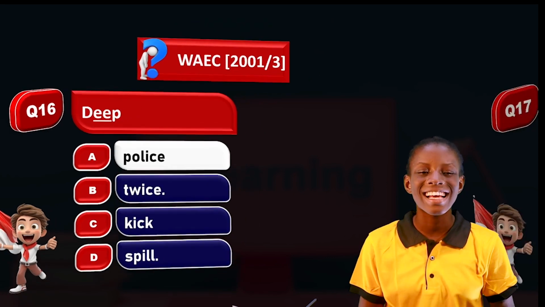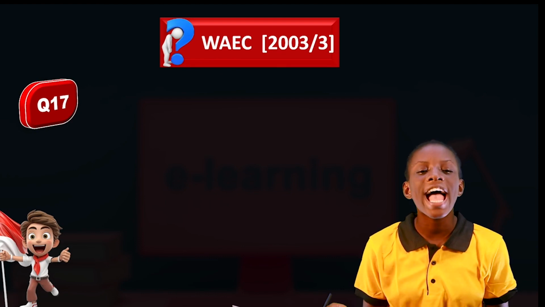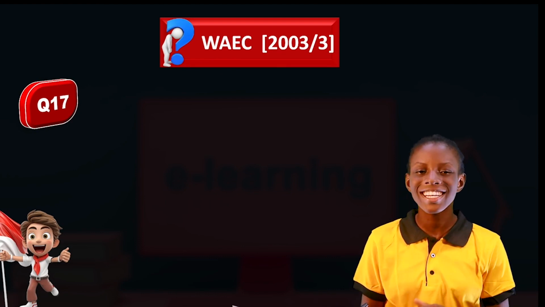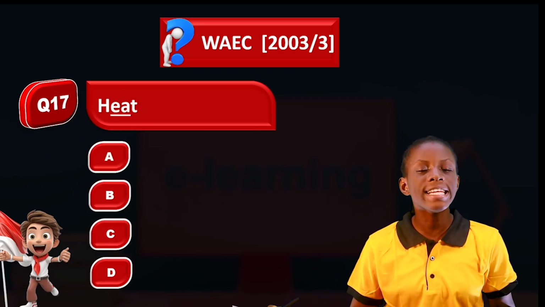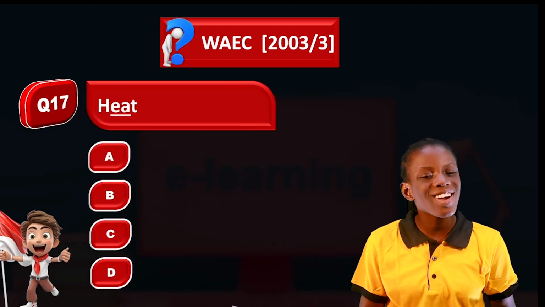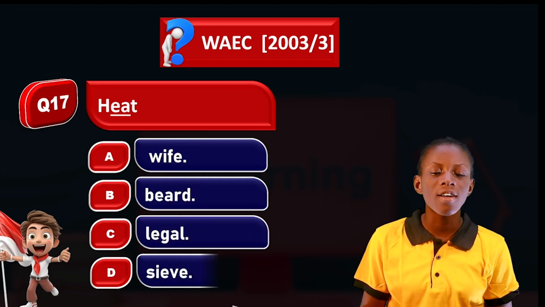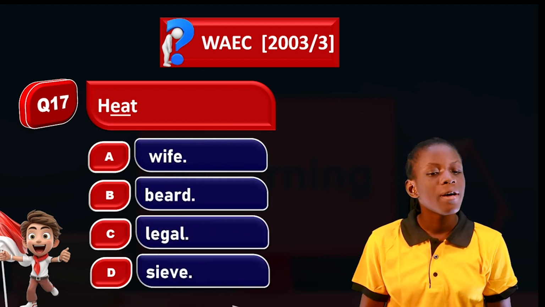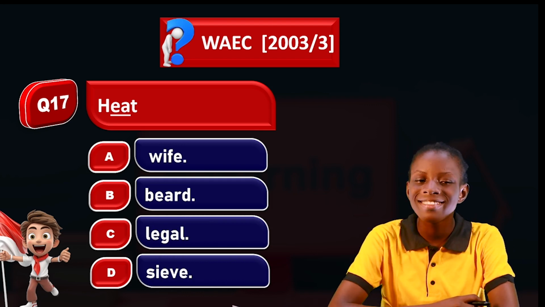We have our next question quickly to be. In the year 2003, question 3, WAEC had asked this amazing question. We have our given word to be heat, heat, eat. Okay, and the options are wife, bird, legal, and sieve. Wife, bird, legal, and sieve. So what's our answer now?